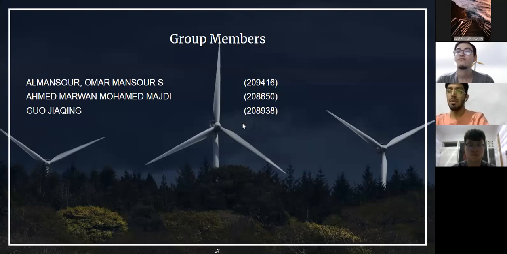These are the group members. I am Omar Mansour, and my matric number is 209416. My name is Maran Mohammed Magdi, matric number 208650. My name is Guo Jiaqing. My matric number is 208938.